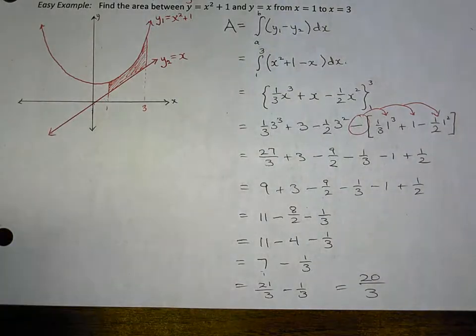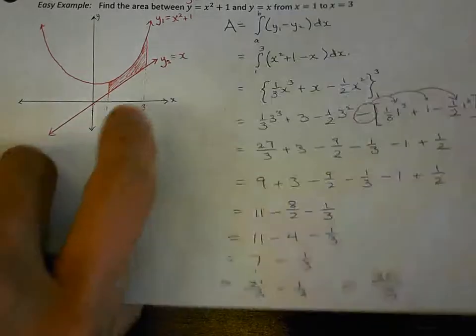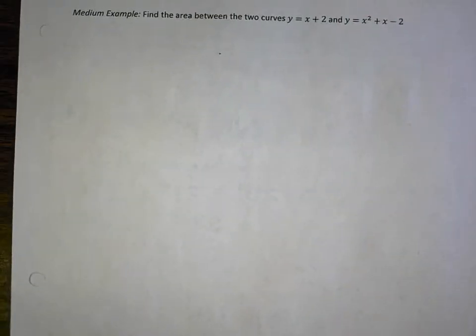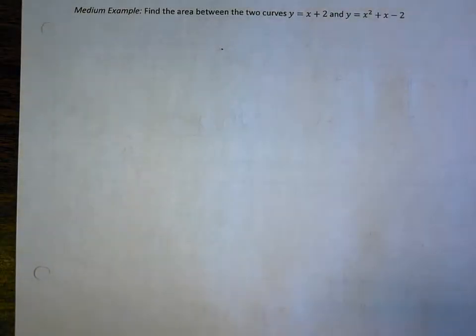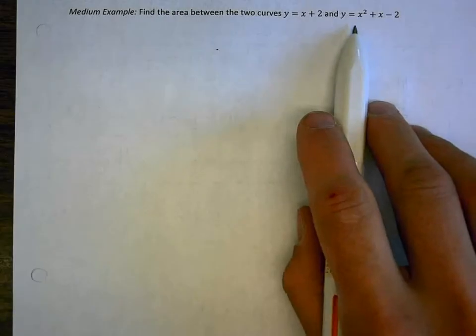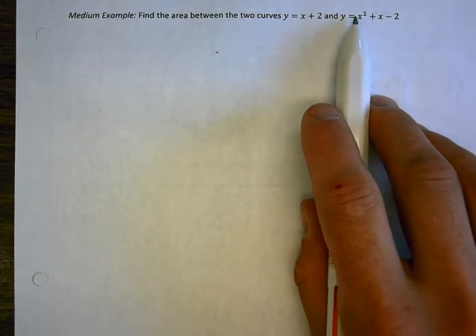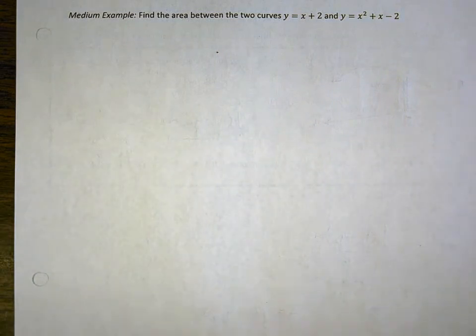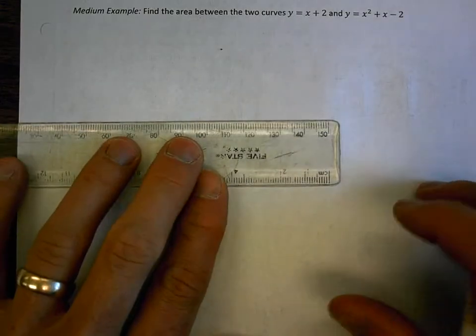Let's turn the page and we'll do a more difficult example. Actually, it's a medium example, medium difficulty. Find the area between these two curves. And you might say, why is this medium? It looks almost exactly the same. Well, let's sketch it and we'll find out. So try to do a little bit better of a sketch this time.